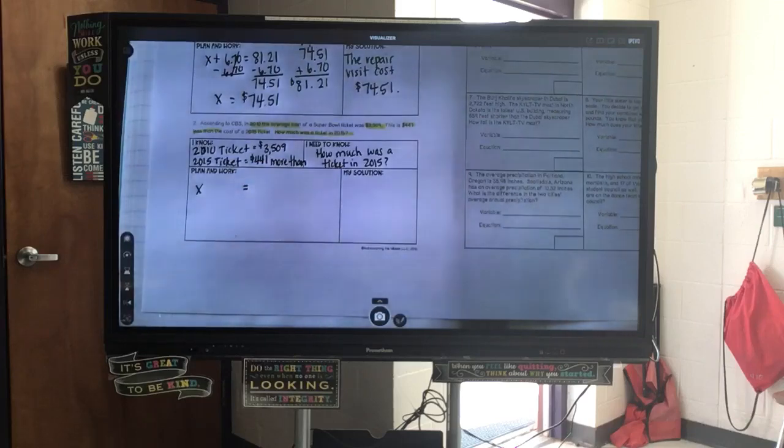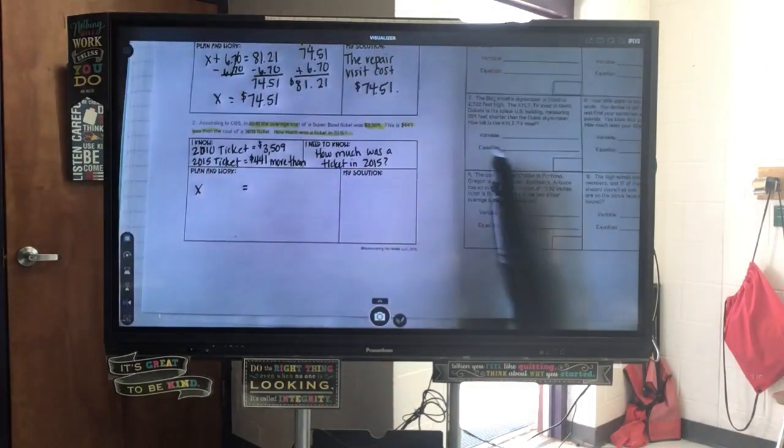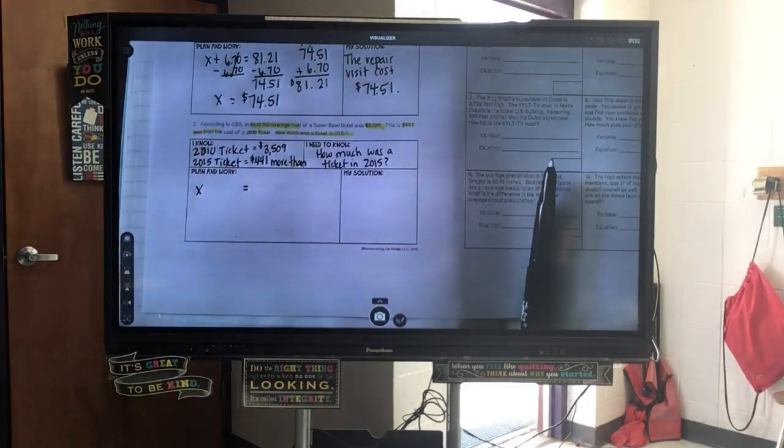What do you think, Jonathan? X plus 441 equals 3,509. No. And why is it not plus? Why is it not plus in our original problem? So he said it's going to be X plus 441 equals 3,509.